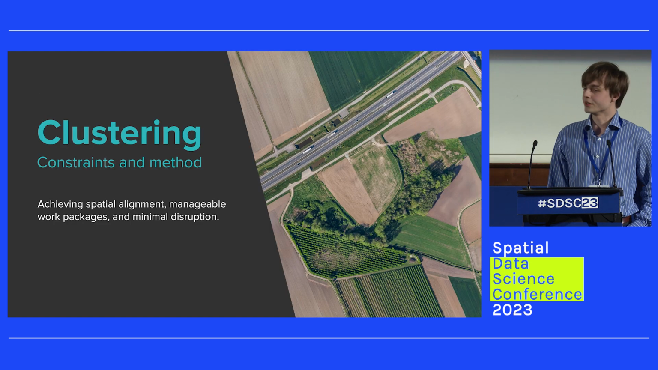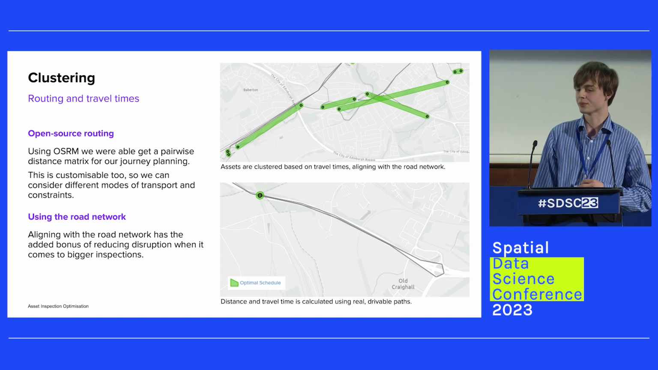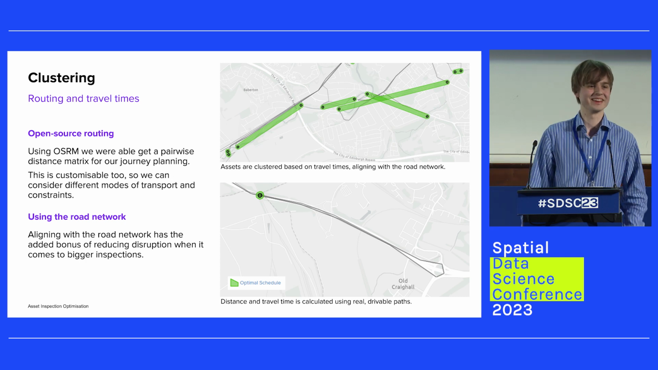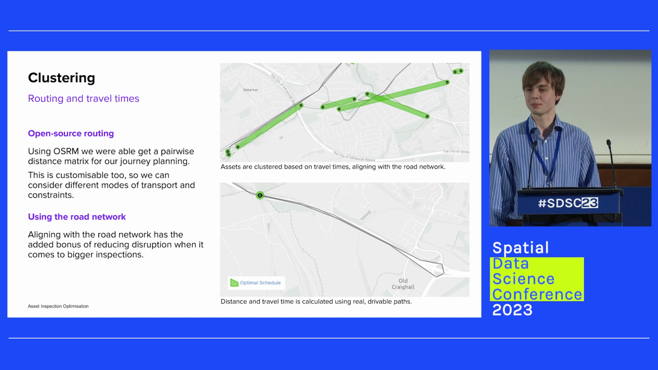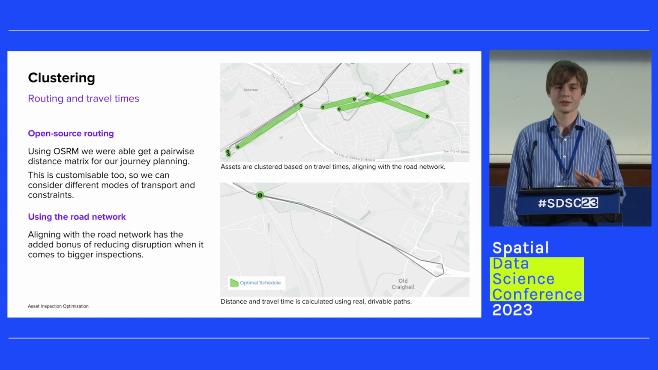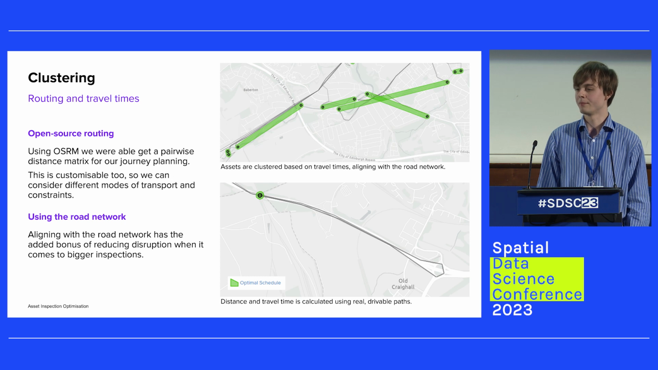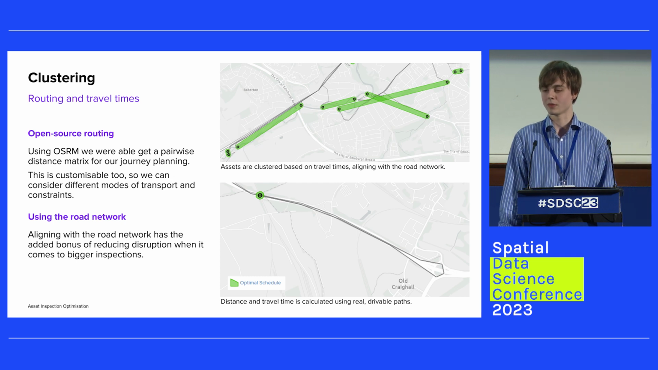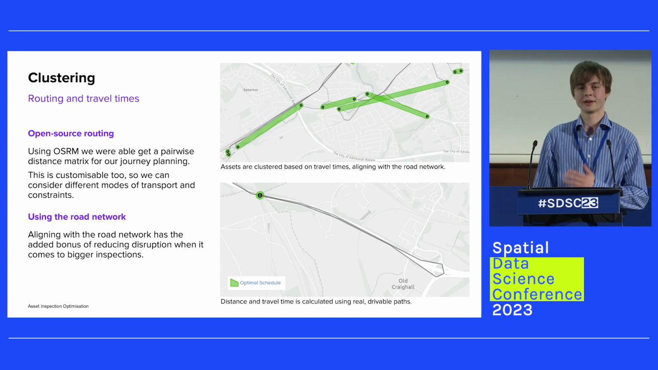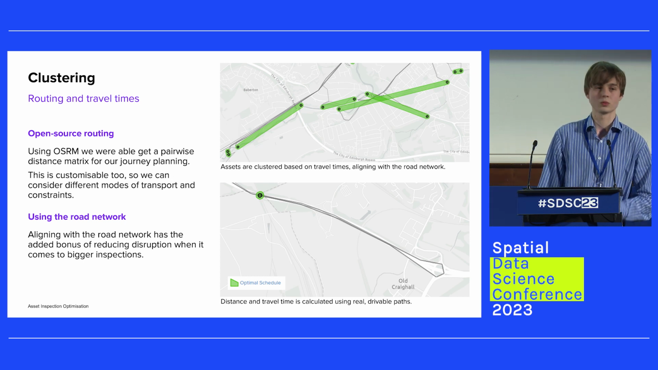So the clustering, what do we do for this? First, you have to think about your distance function. In this case, we used Open Source Routing Machine powered by OpenStreetMap, as I imagine many of the presentations today are. It was a really powerful tool. It was able to get us road distance travel times, which is how the inspectors are going to travel, so it makes a lot of sense. There's also an added hidden bonus here, where when we're talking about these big assets on the highway, sometimes you would have to close a road to inspect them. So our distance function aligning with that road network is really useful because it means that we might be able to get multiple inspections done with one road closure.